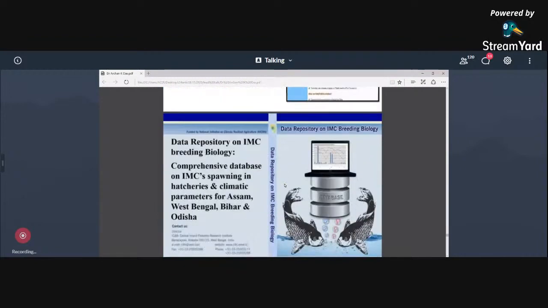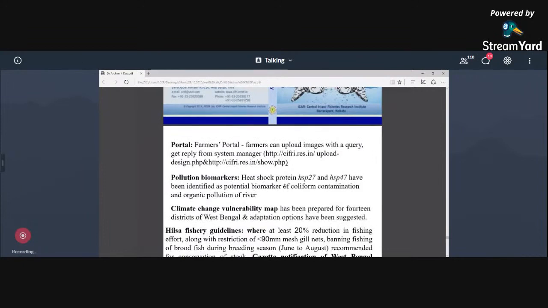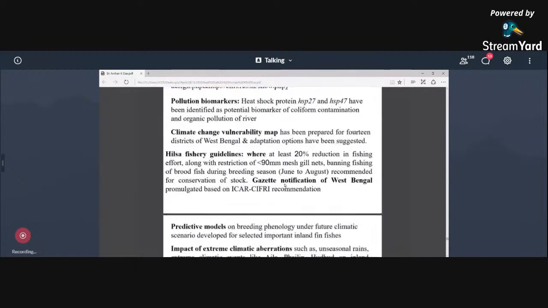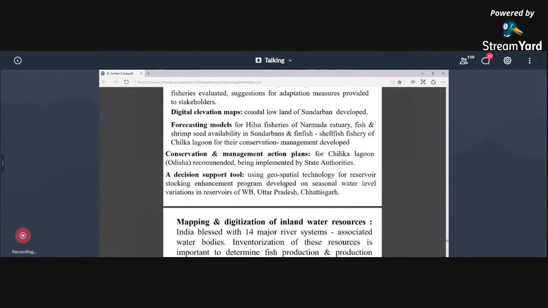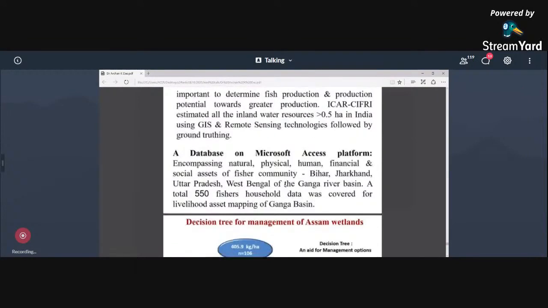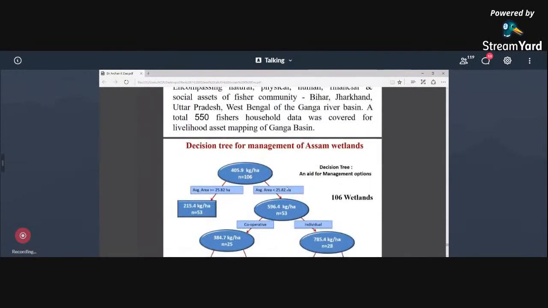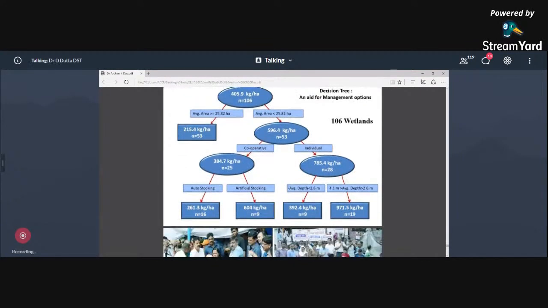And then Nutrifish, a number of apps being developed side by side. Data repository on IFC breeding biology. Then a number of portals being developed: climate change vulnerability map, pollution benchmarking. Then impact of conservation management action plans for Chilika lagoons, and a database on Microsoft Access. Decision tree for management of Assam wetlands, more than 106 wetlands.